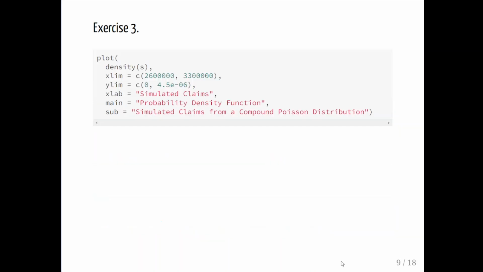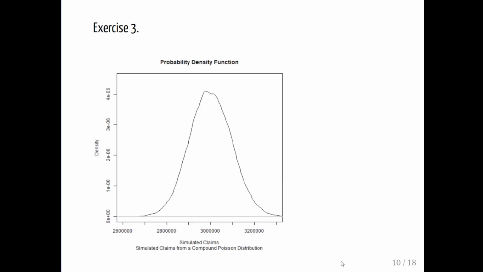So what we're going to do now is plot them, and we are given limitations on the graph that were specified in the question, x-lim and y-lim. So we're going to plot the density of S, the simulated claim amount probability density function, and just put some annotation into the plot when you're graphing it. It's very important to do. Okay, so that's what you should get there.